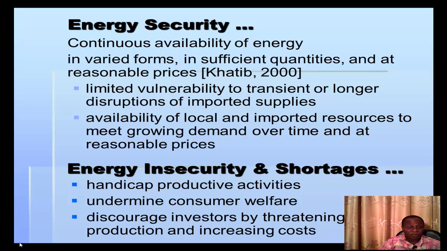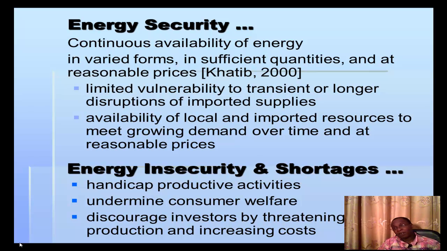And if you don't have different forms, then once you have one compromised, either by war in a major oil-producing region, or by a drought in a major hydro-producing part of the region, then you're going to have problems. So you want it in varied forms, and you also want it in sufficient quantities. This way, you have limited vulnerability to transient or longer disruptions of imported supplies, and you're also talking about availability of local and imported resources to meet growing demand over time and at reasonable prices.